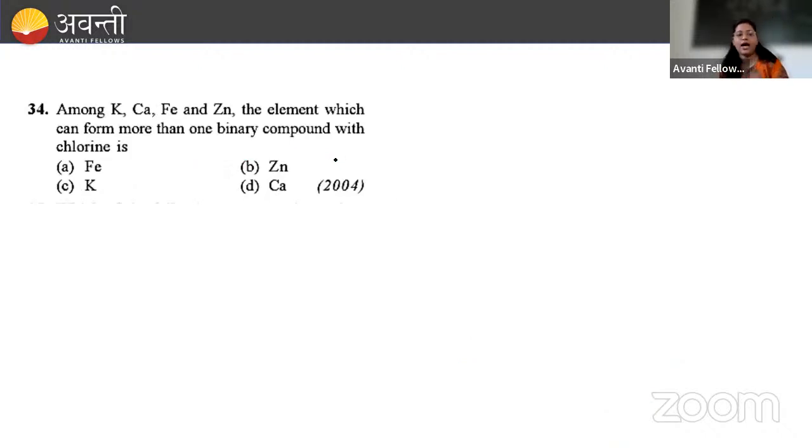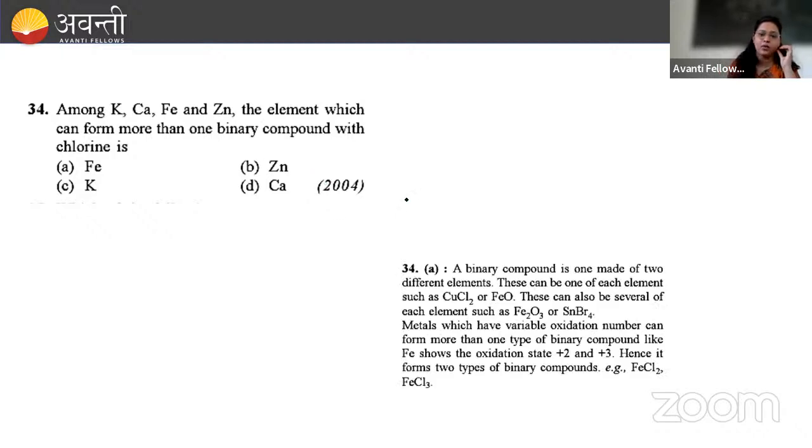Next, among potassium, calcium, iron, zinc, the element which forms more than one binary compound with chlorine is. So here a binary compound is one made up of two different elements, right? So binary compound means our molecule in which 2 atoms are present, that is binary. This can be one of each element such as CuCl2 or FeO. These can also be several of each element like Fe2O3 and SnBr.